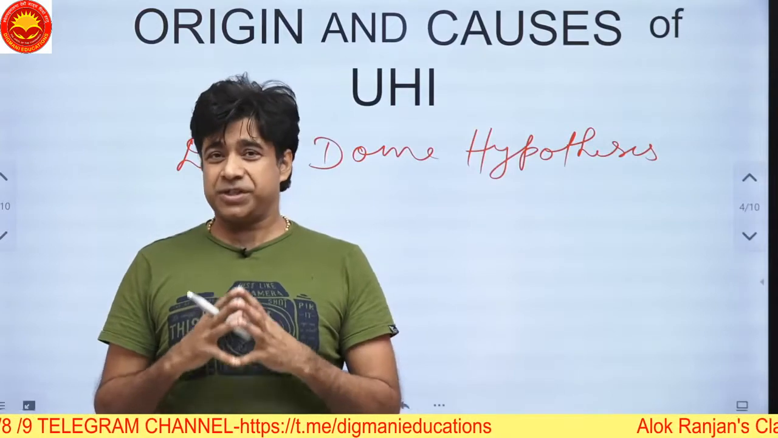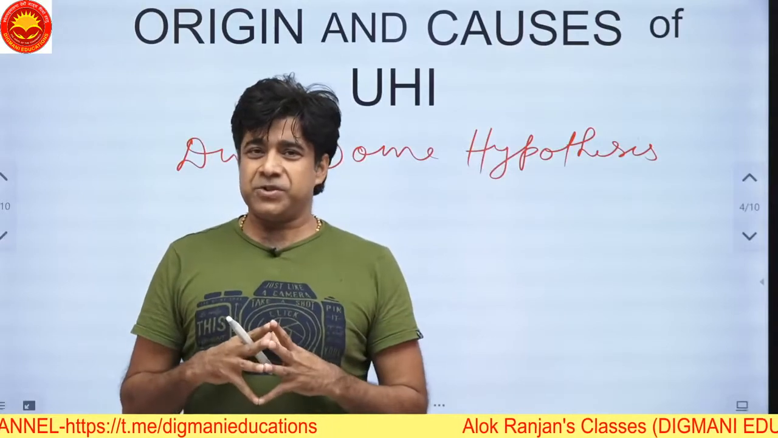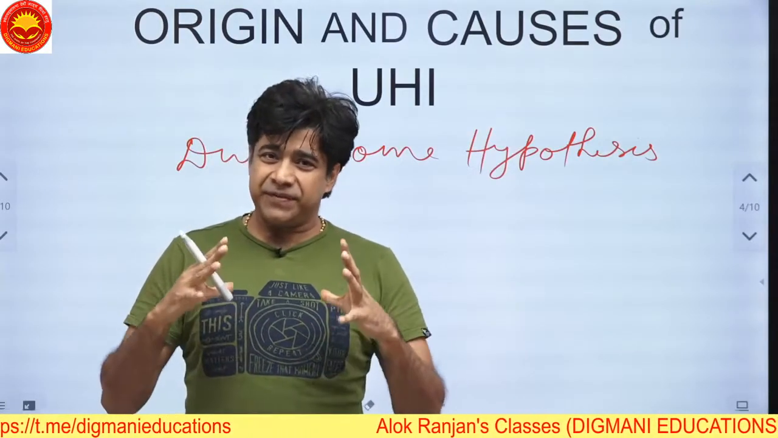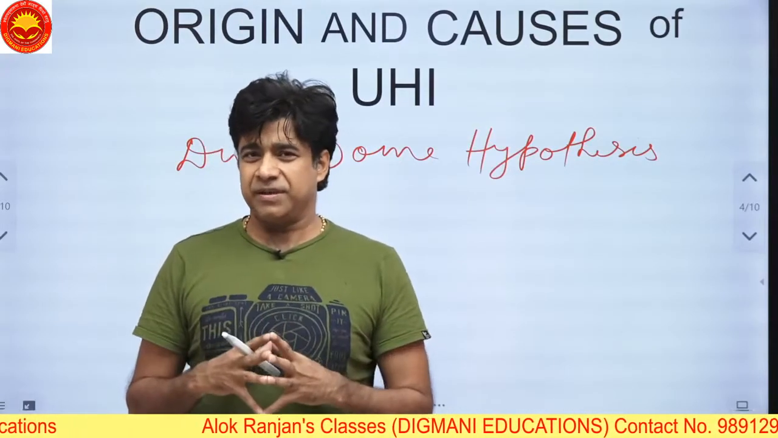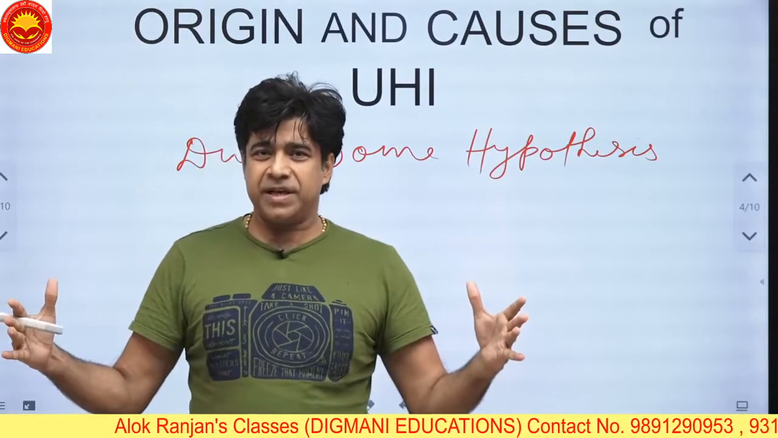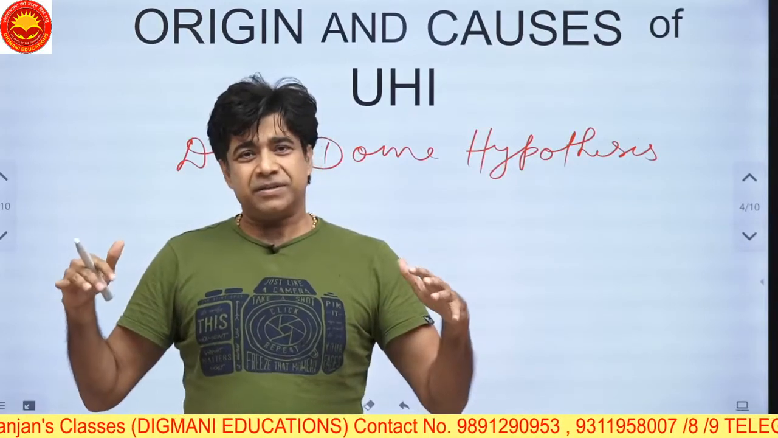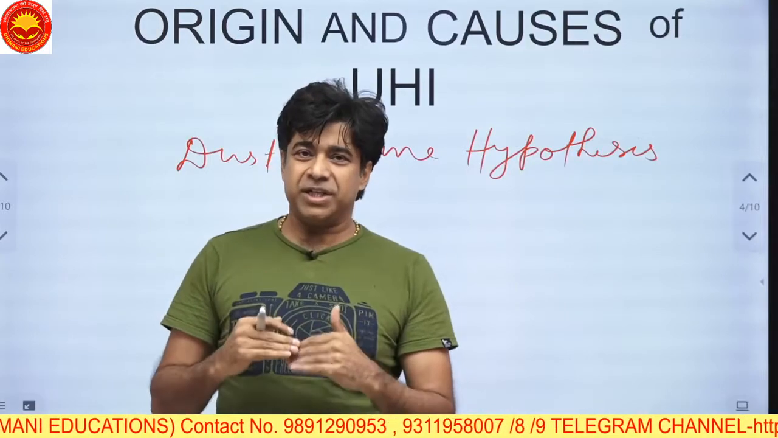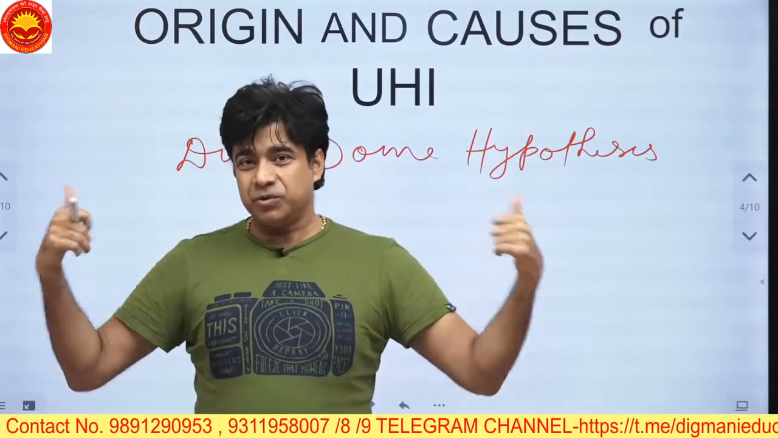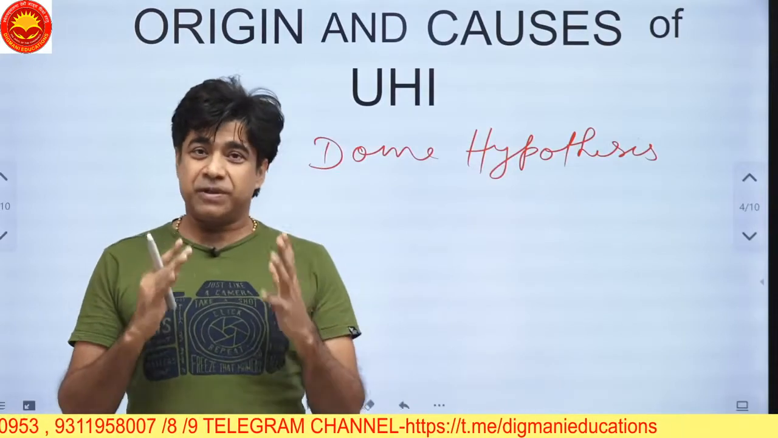Now in the dust dome hypothesis, there are two things to be marked. The temperature will be the highest in the city center, at least 2 to 3 degrees more, and the surrounding suburban areas will have a lesser temperature but still higher than the rural areas, and the rural areas will have even less. That temperature could be even less by 10 to 12 degrees centigrade. So in comparison between the urban center and the rural surroundings, the temperature difference could be quite large.